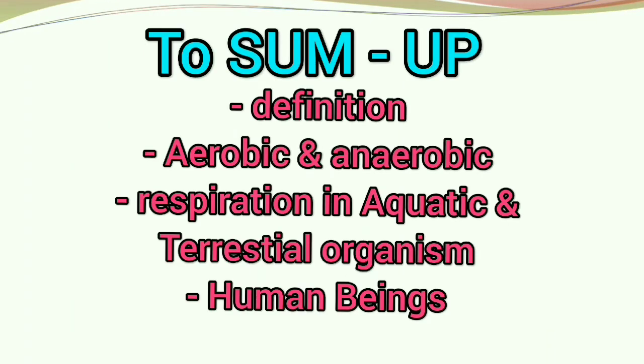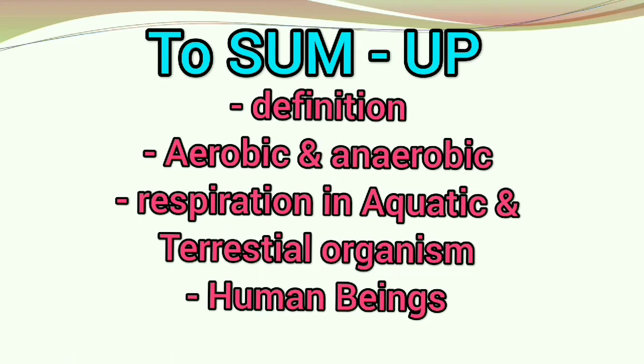So this is all about respiration. To sum up, what did we learn in this discussion? We learned the definition of respiration. We also learned about aerobic and anaerobic respiration. We learned respiration in different organisms like fish, terrestrial organisms, insects, etc. And then we learned about the human respiratory system, the structures in it and the mechanism behind it.